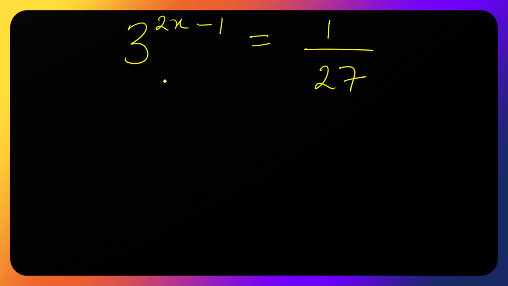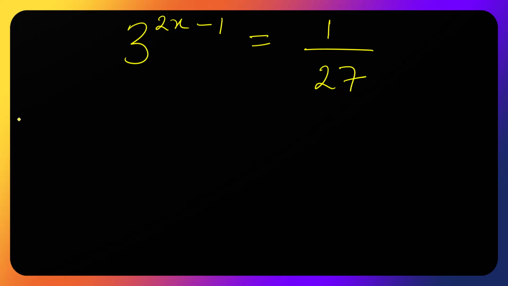Alright, so let's solve more questions on the exponential equation. We have 3 exponent 2x minus 1 equals 1 on 27. Now let's be very careful here. Remember, in our last video, we solved a similar one, so let's apply it here. We have 3 here and this side is 27.